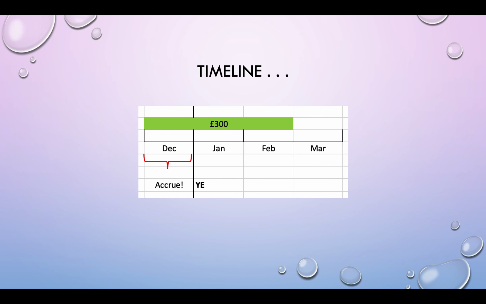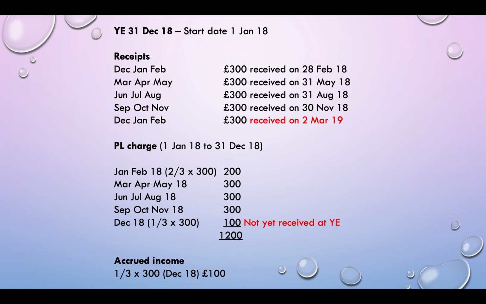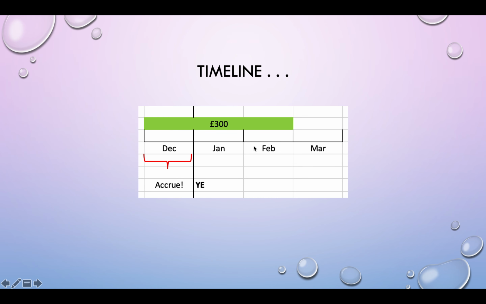You can use a timeline to help you with the accrued income. We will focus on the last receipt, which is December, January, and February, right here. And these 3 months are worth £300. The payment was received at the start of March, somewhere down the line here, and there is a cutoff period, year end 31st December 18. Therefore, if we haven't received the amount until March, we need to accrue that income for December, therefore a third of 300.